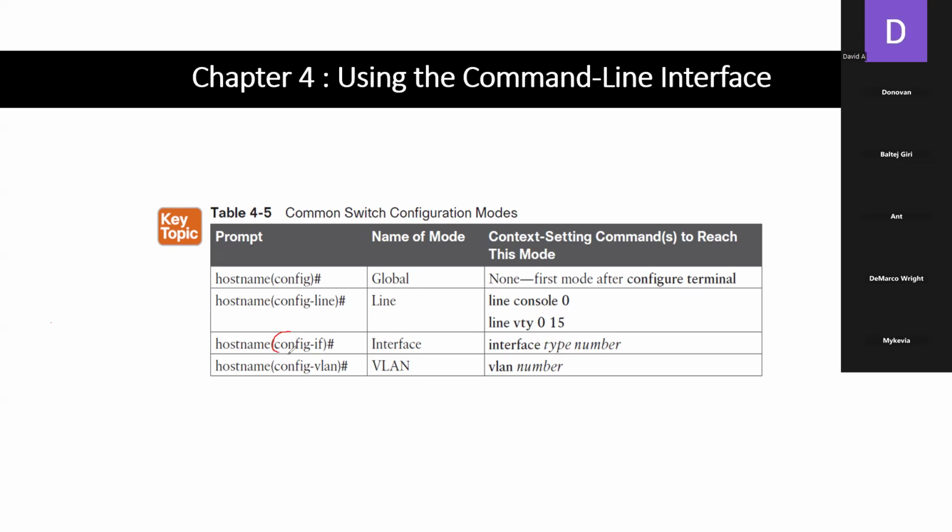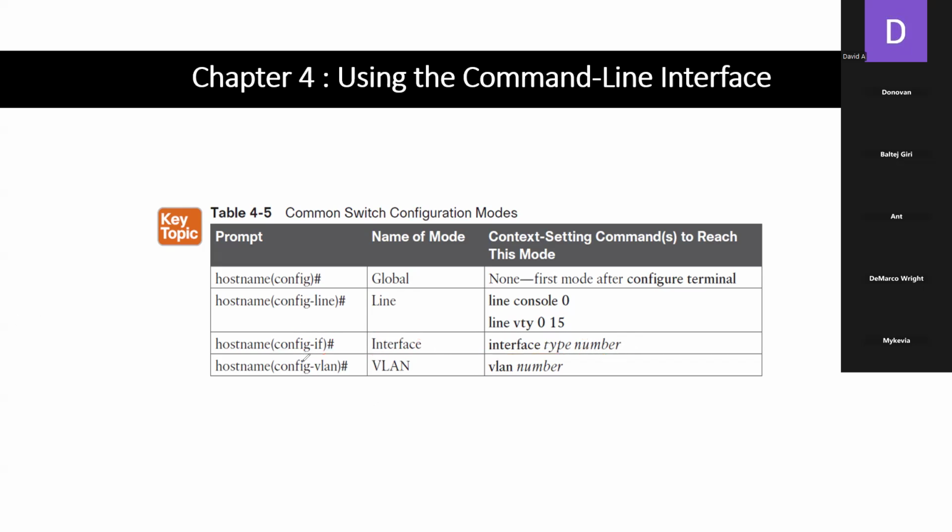Interface configuration mode. The prompt would show config-if. The name of the mode is interface configuration. To get there, you use interface, the type of interface, whether it be gigabit, fast Ethernet, or 10 gigabit, and then the number of the interface. If you don't know the number of the interface, there are always show commands you can use to learn about it.